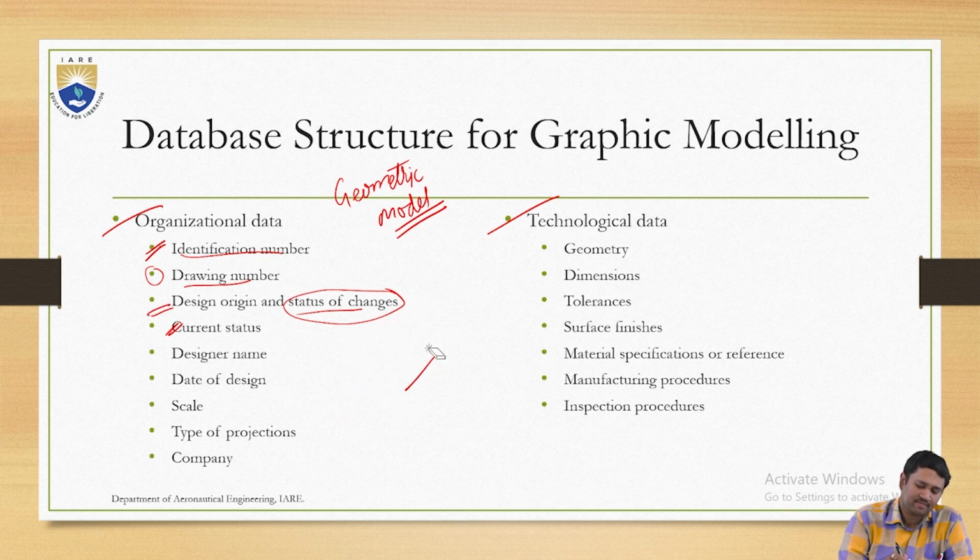Next will be your designer name. Designer name is basically the person who designs a model. It can be a draft part as well as the 3D model. Whereas for date of design, as the name suggests, it is the date at which the design has been made and approved.